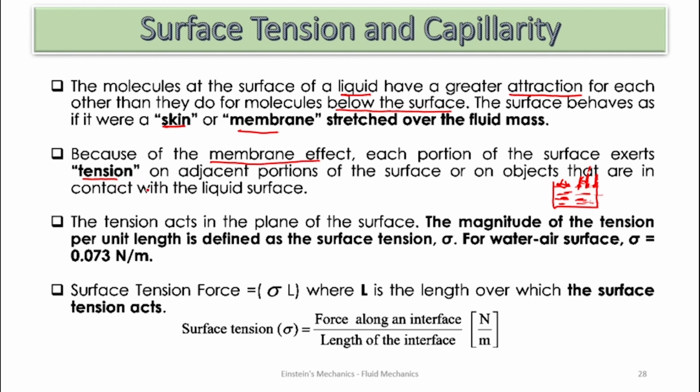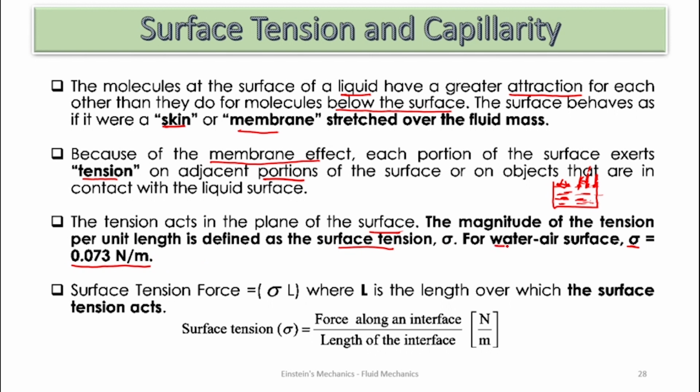That's why we are saying there will be a tension exerted between adjacent portions because of the membrane effect. This is what we call surface tension. The tension acts in the plane of the surface, yet it only acts at the surface. The magnitude of the tension per unit length is defined as surface tension. So, for a water-air surface, the surface tension is given as 0.073 Newton per meter.